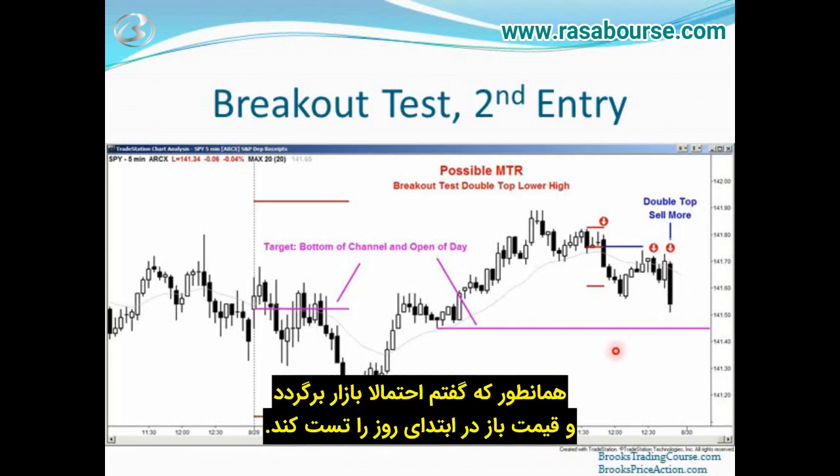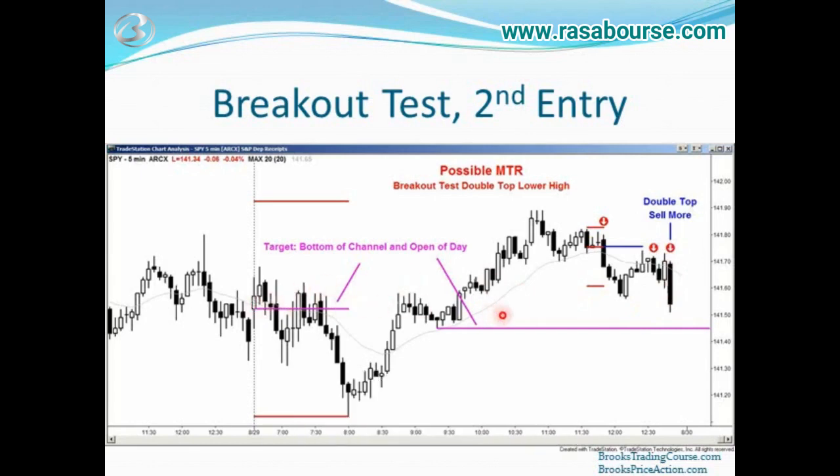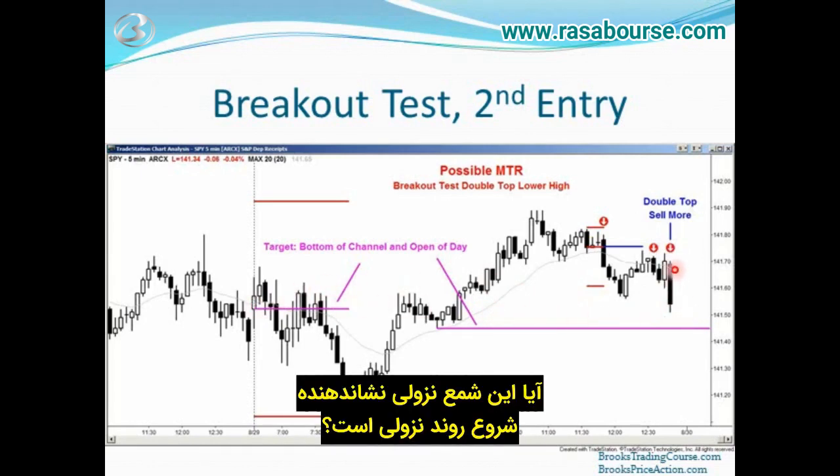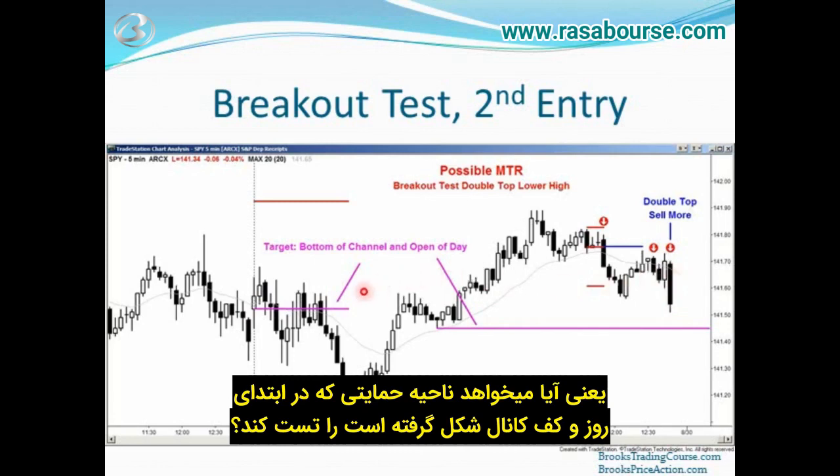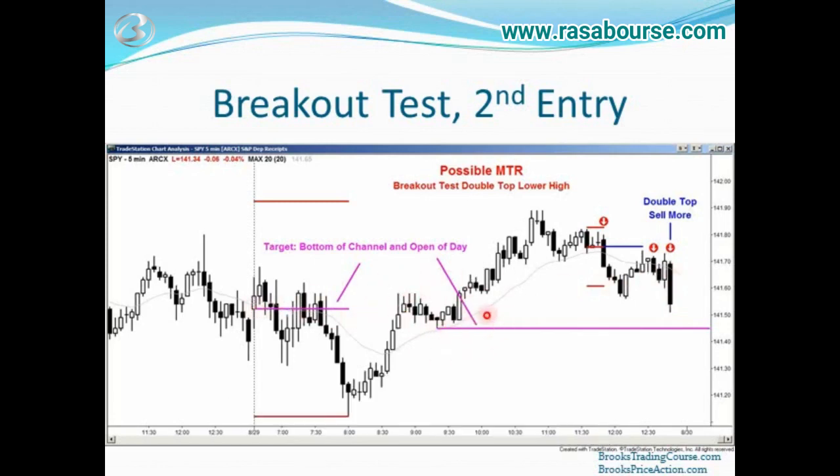Again, remember I told you that the market might come down and test the open of the day, and that's what we're doing. So is this bear bar the start of a new bear trend, or is it simply a sell vacuum testing support? Support of the open of the day and support of the bottom of the channel. At this point, we do not know.